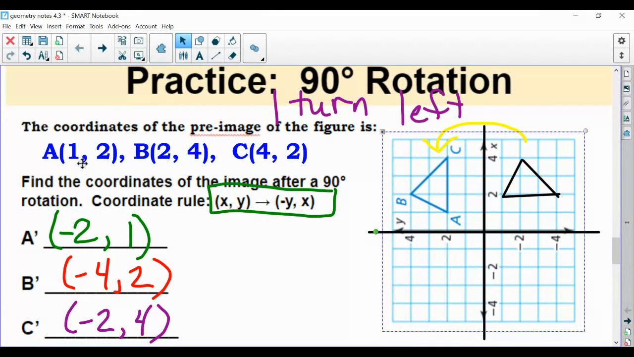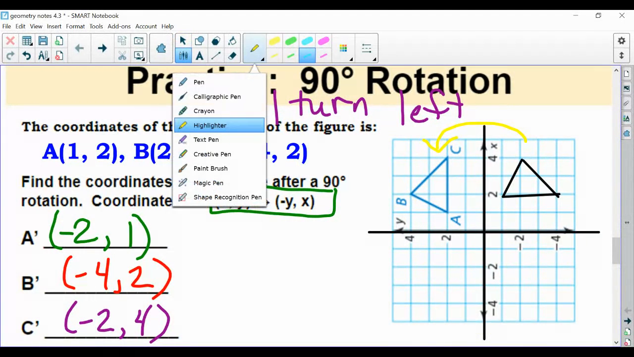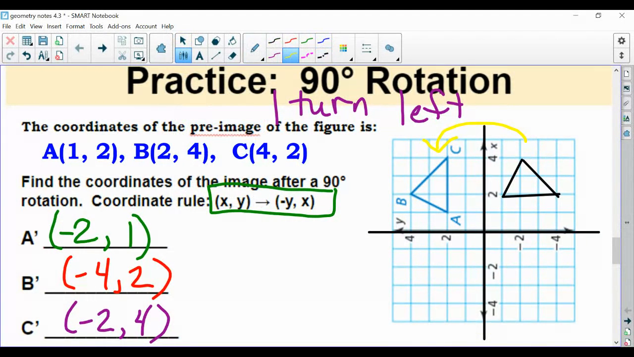Or you can just use the coordinate rule. Remember the coordinate rule, you take your coordinates and you flip them. So point A right here, I'm using the coordinate rule. I'm going to put the 2 first and the 1 last. See how y comes first and x is last? But I'm going to change that 2 to a negative 2 because it says negative x. I'm sorry, it says negative y, which means change the sign of y.